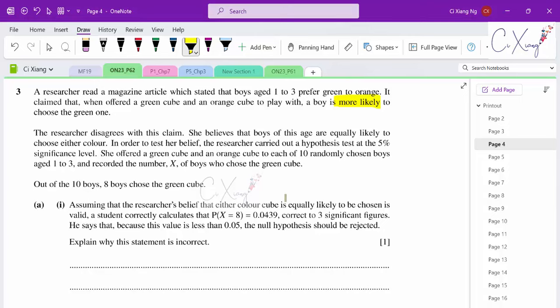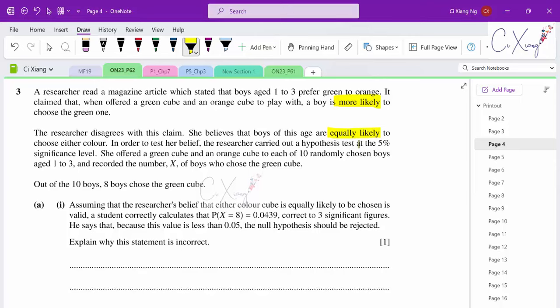"More likely" is a keyword to help us form the alternative hypothesis later. This kind of question usually is about hypothesis testing, so you should look for all the keywords to help you decide the alternative hypothesis. Alright, so "more likely" is one of the keywords. Then the researcher disagrees with this claim. She believes that the boys of this age are equally likely.